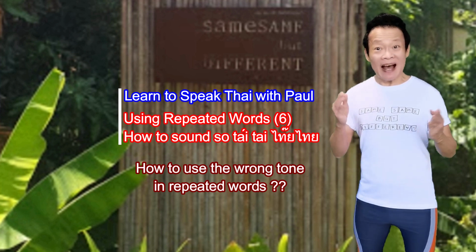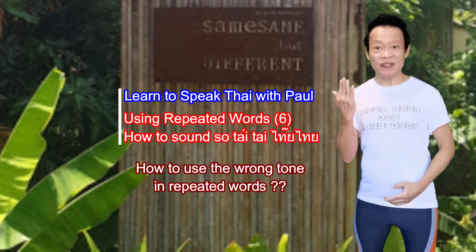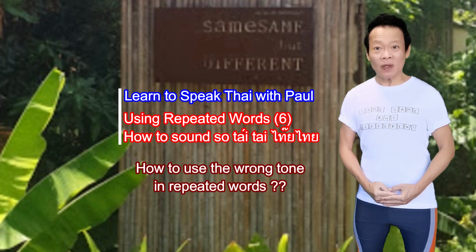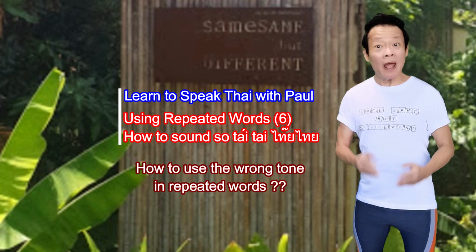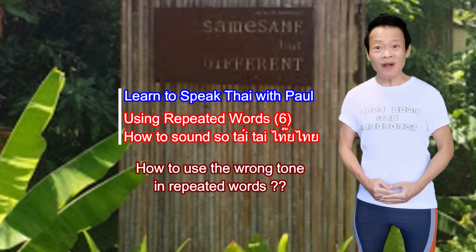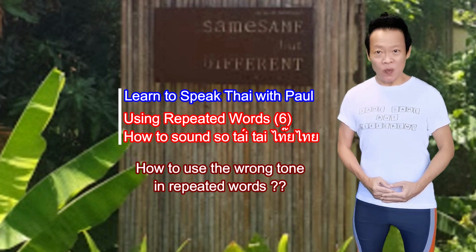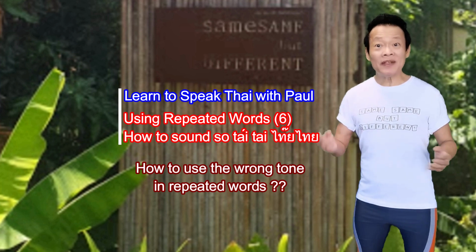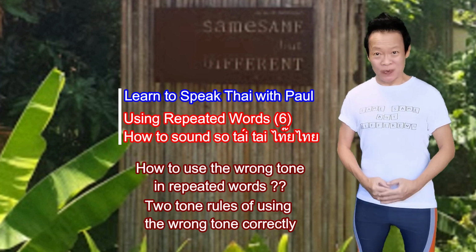Most of you guys out there know by now that the Thai language has 5 tones and that using the right tone is very important. However, in casual conversation, you may hear Thai people intentionally using the wrong tone, especially when saying repeated words. Really? If you want to know how and why they do so, and what the 2 tone rules of using the wrong tone correctly are, continue to watch my video.